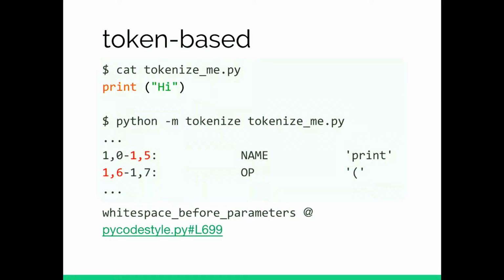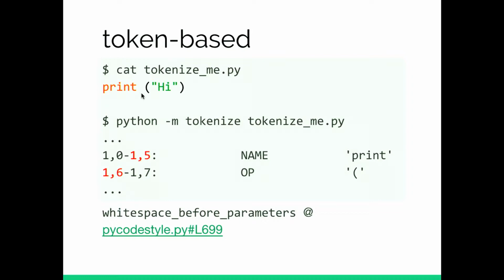You also have token-based static analysis. For example, this code here, this space here, is on purpose. It's something that we want to detect. And we can detect this with token-based static analysis. We just need to tokenize the code. And we see that there is one space between print and the open parentheses. And therefore, we can detect this is a style error.